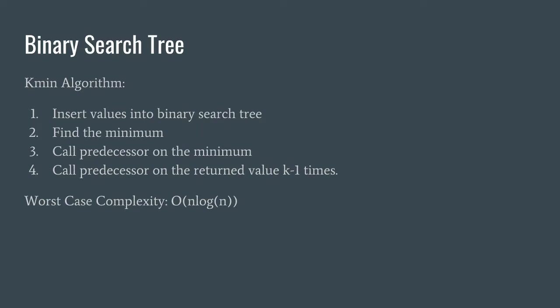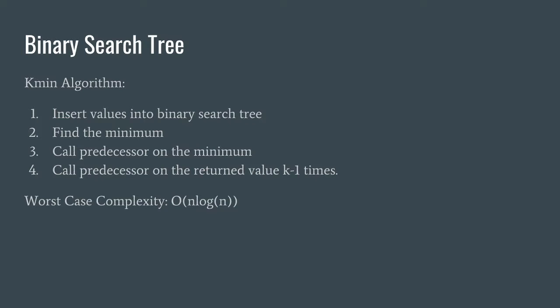Our final algorithm uses our binary search tree to find kmin. In order to do this, we load all of our values into a binary search tree. Next, we find the minimum value of the tree and call successor on it. We continue to call the successor function on the return value of each call k-1 times. The final successor call gives us the k smallest number.